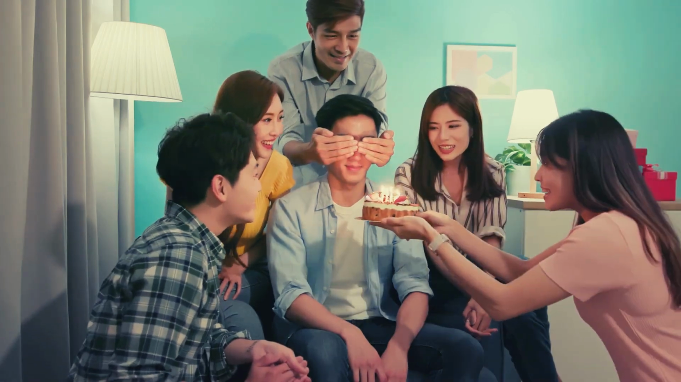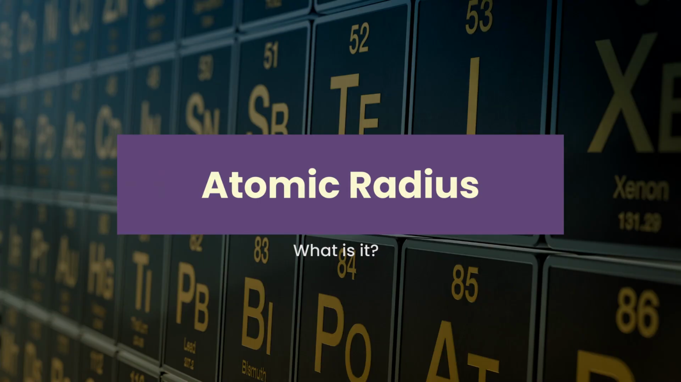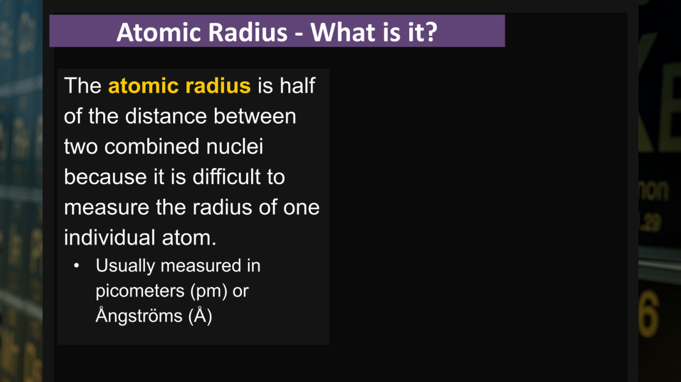So you may be wondering, what is the atomic radius? Well, I'm glad you asked. The atomic radius is half of the distance between two combined nuclei because it is difficult to measure the radius of one individual atom. The atomic radius is usually measured in picometers or angstroms.